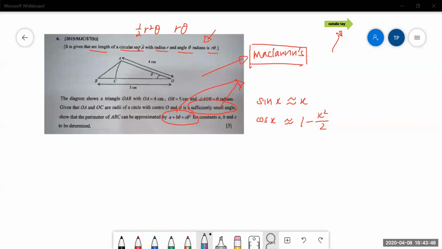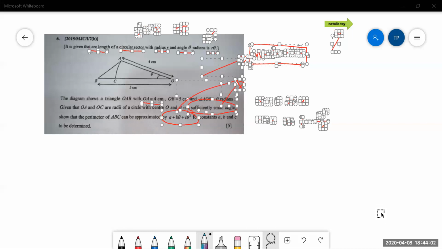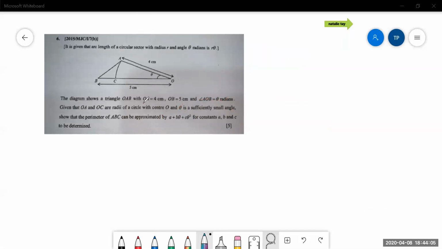The diagram shows a triangle OAB with OA being 4 cm, OB being 5 cm, and angle OAB being theta. Given that OA and OC are radii of the circle, OA is equal to OC, which means this is 4 and this will be 1. And theta is a sufficiently small angle.